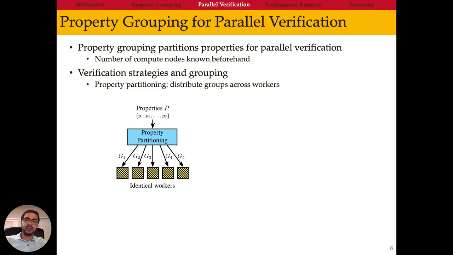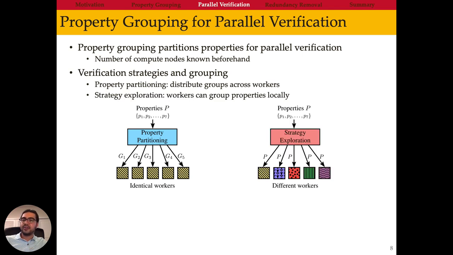There is property partitioning, in which, given a set of properties, the property partitioning manager distributes the property groups across identical workers running the same verification algorithm. Then there is strategy exploration, in which, given a set of properties, the strategy exploration manager distributes all the properties together across different workers, each running a different version, a different strategy, or a different algorithm.